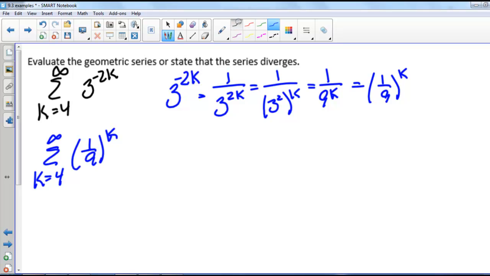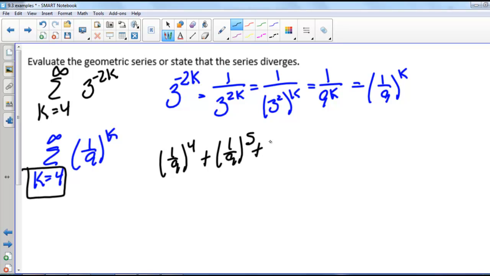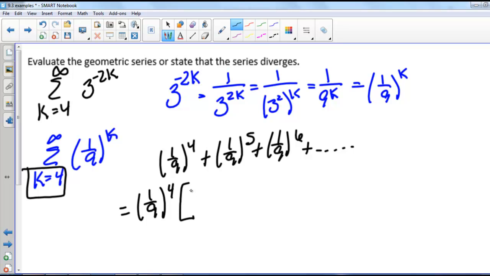First, we should notice that this series starts with k equals 4, not 0. So what this means is that our series, when we write out some terms, looks like 1/9 to the 4th plus 1/9 to the 5th plus 1/9 to the 6th, and so on. If we factor out a 1/9 to the 4th from each term, we can rewrite this as 1/9 to the 4th times 1 plus 1/9 plus 1/9 squared, and so on.